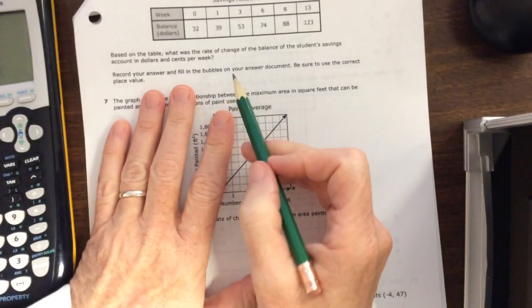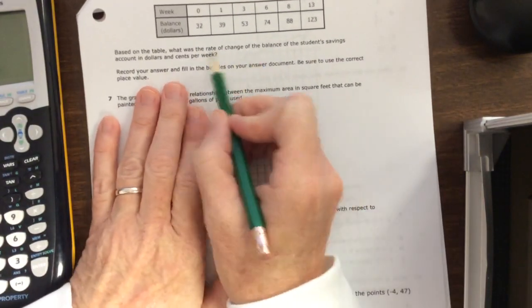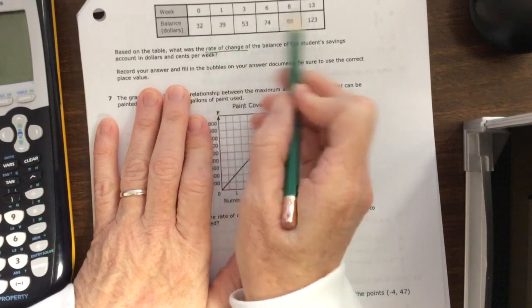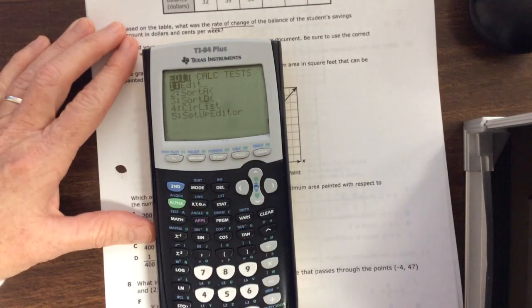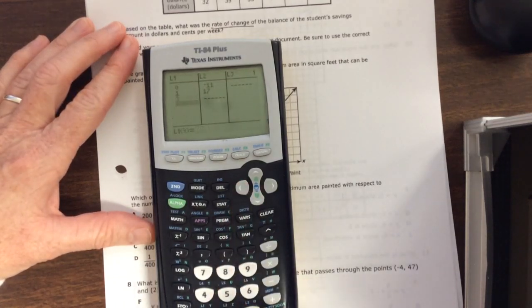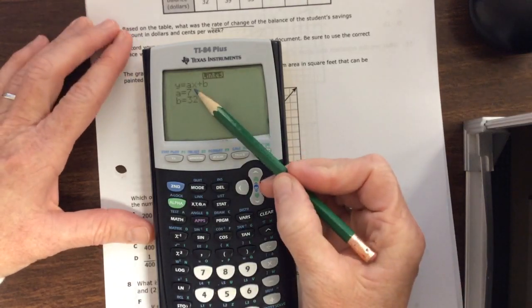Let's look at the next one. This is wanting a rate of change, and we have a table, so I'm going to use stat edit. Stat, enter. I'm going to put in 0, 1, 3, 6, 8, and 13. Tab over, and I'm going to put in 32, 39, 53, 74, 88, and 123. I'm going to hit stat, tab 4. And I can see our rate of change is 7.